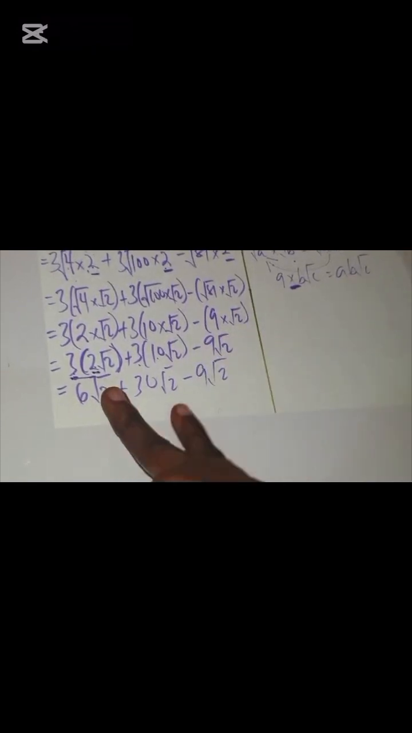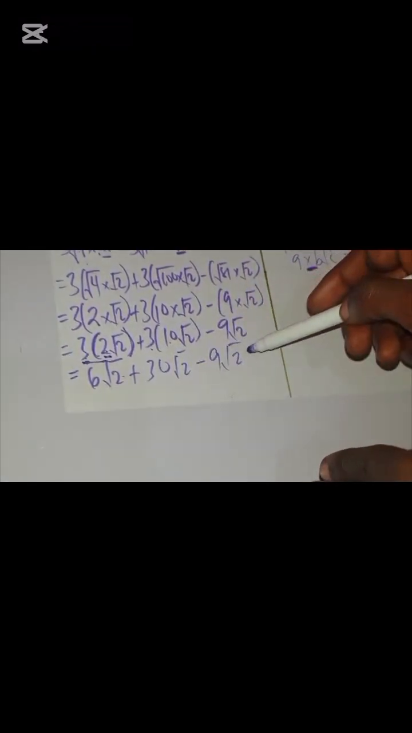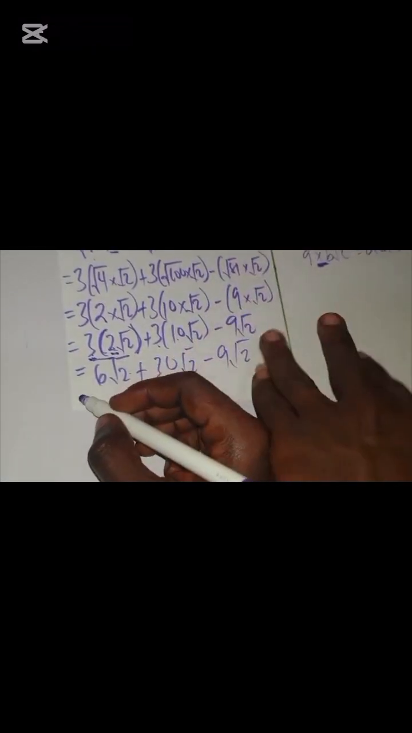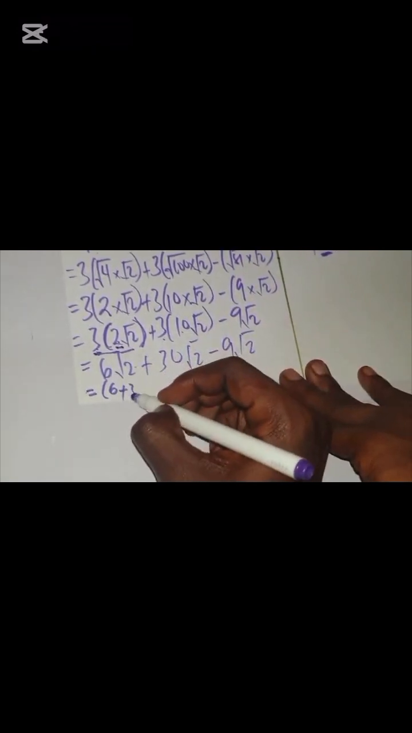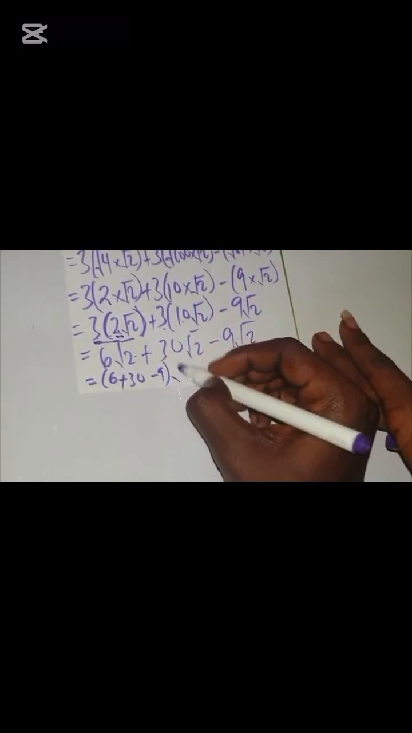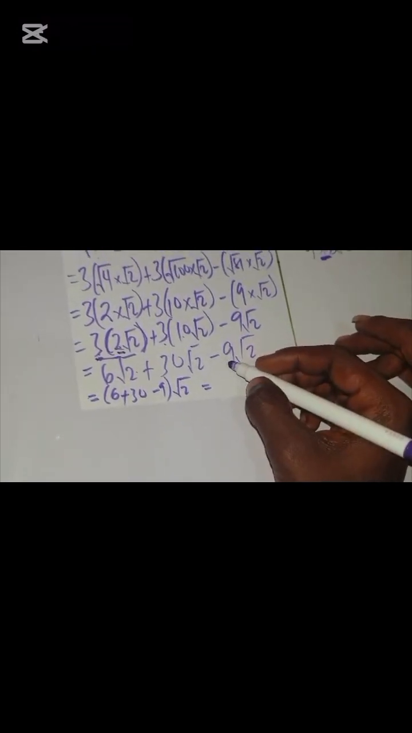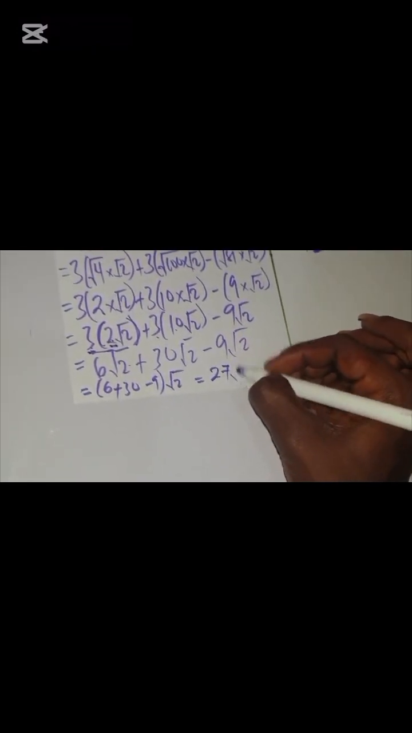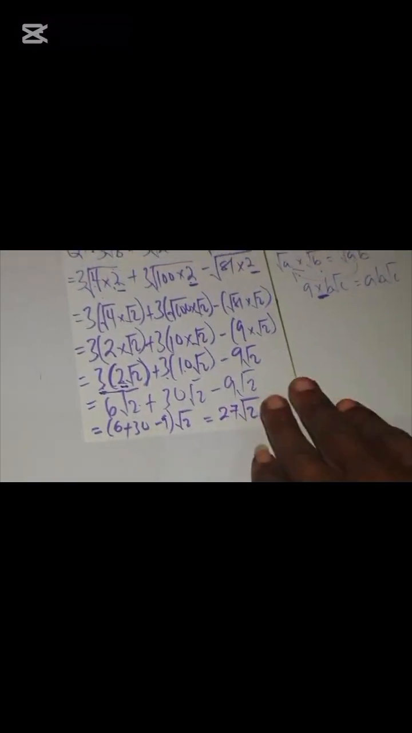And in this case, we can perform our operations because they have been reduced, and also the surds are of the same form. So all we have to do is 6 plus 30 minus 9 root of 2. This gives us 27 root of 2. So I hope this is just a first part.